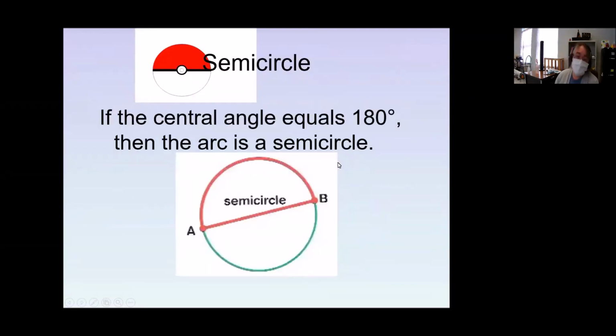A semicircle is another type of arc, and I like to think of it as the Pokeball, how it's just divided into two colors. If the central angle equals 180 degrees, then the arc is a semicircle. So basically, if this line here, AB, is the diameter of the circle, then you create two semicircles, one on top and one on the bottom.